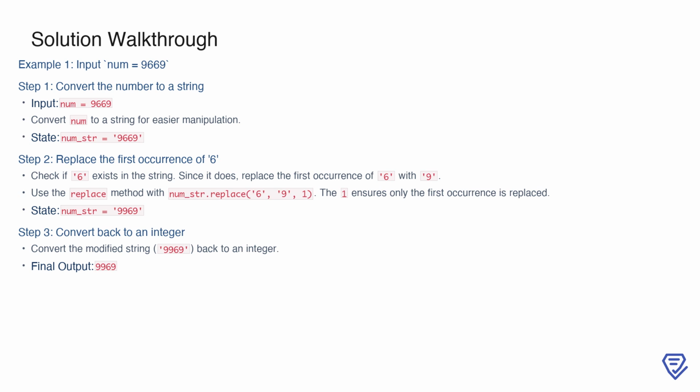Next, we need to replace the first occurrence of the digit 6 with 9. Since 6 is present in the string, we use the replace method, specifying that only the first instance of 6 should be replaced. This changes our string from 9669 to 9969. Finally, we convert the modified string back into an integer. This gives us the final output, which is 9969.